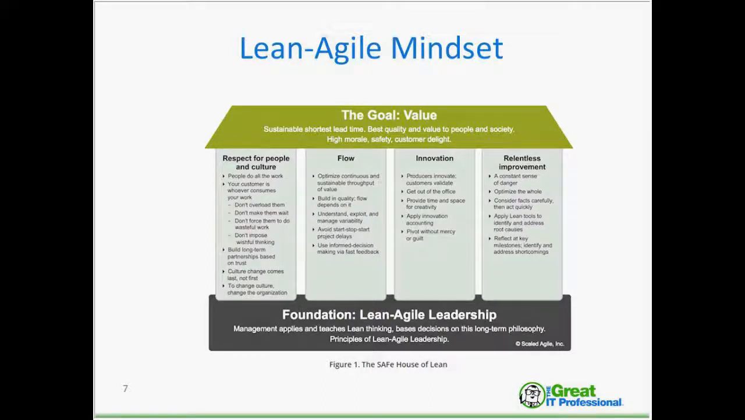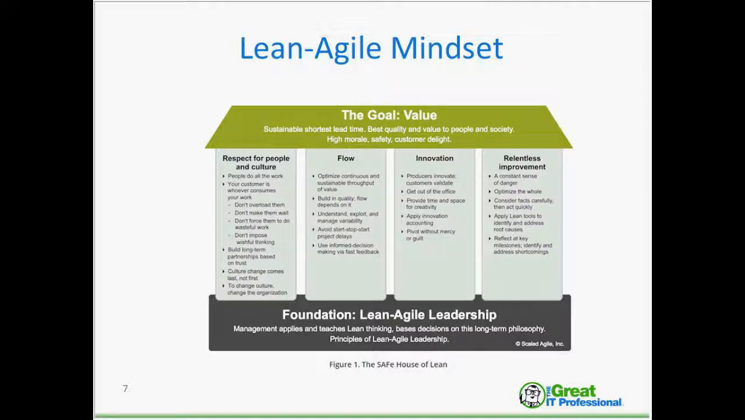So you want to get to market quick. You want to provide the best quality and value to people and society. That's all tied to value. And, of course, we want to have high morale, safety, and customer delight. We always want to have customer delight. That's very important. The foundation, which is at the bottom, is the Lean-Agile leadership.